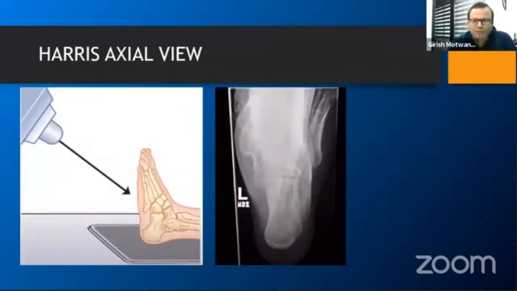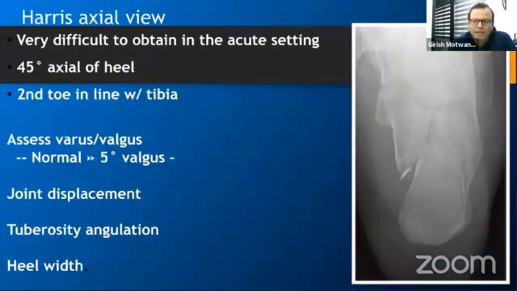Harris axial view: we are all aware that we have to keep the X-ray beam at 45 to 55°, and keep the ankle in maximum dorsiflexion as far as the patient allows. This is a view which gives you the idea about the tuberosity angulations.